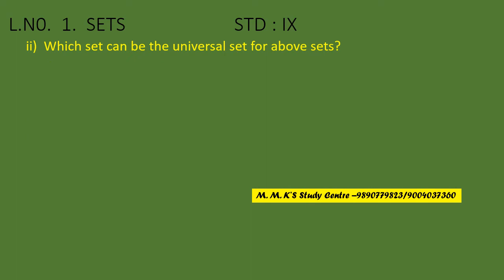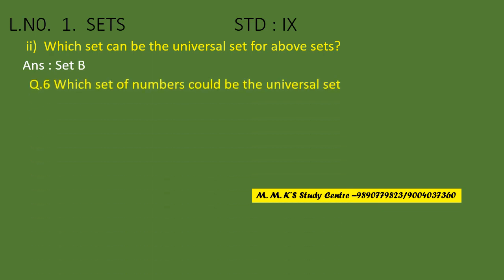Now next question. Which set can be the universal set for all the above sets? Definitely all these things are present in India. So our answer will be the set B. Set B stands for India. So set B is the universal set for all the above sets. Next question. Question number 6.